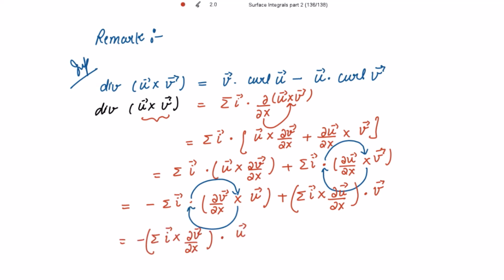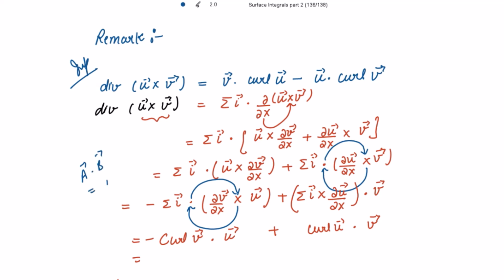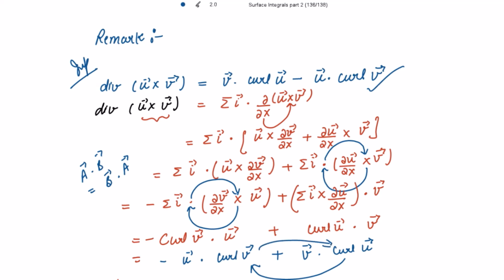Why I have done this? So that I can get the curl of u vector and curl of v vector. So this is nothing but curl of u vector and this is nothing but curl of v vector. So let's replace this with these. Because we know that dot product of a vector with b vector is equal to dot product of b vector with a vector. We can interchange them, right? So let's interchange this. So this is negative of u vector, its dot product with curl of v vector. Plus here also let's interchange this. This is v vector dot product with curl of u vector, right? So we have reached this result. You can write the second term in place of the first term and first term in place of the second term. So you have to remember these steps and write these steps in the examination.